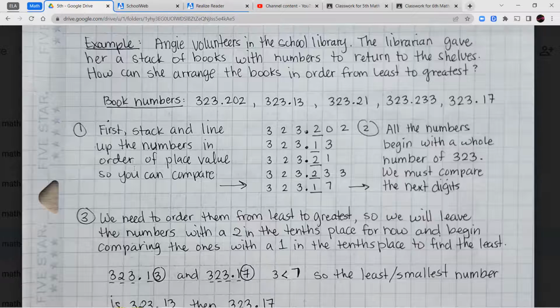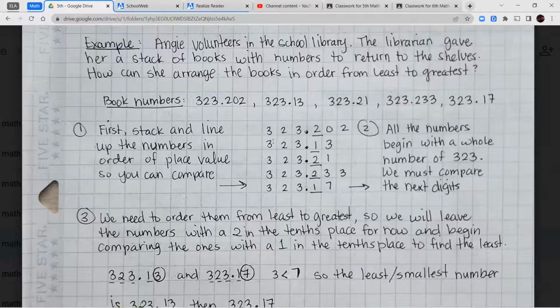So the first thing I'm going to do, always, is stack them and line up the numbers in order of place value so you can compare. So these decimal points are all going to line up on top of each other, and you're going to fill in the numbers and keep them in place value order. Now here, because I'm using graph paper, it was easy for me to just put one number into each box. It keeps them nice and neat and separated.